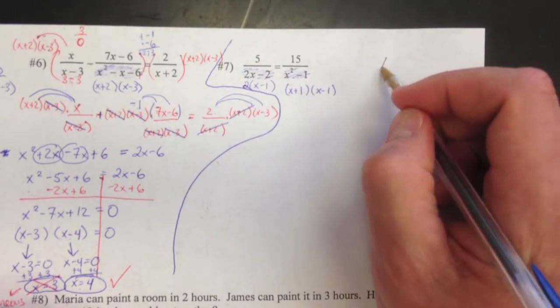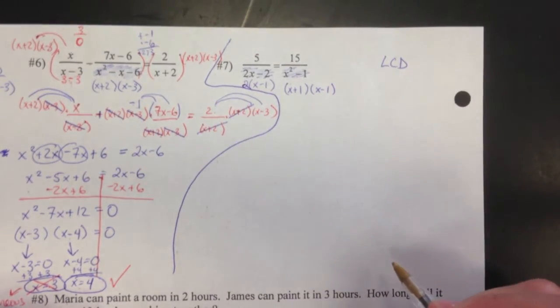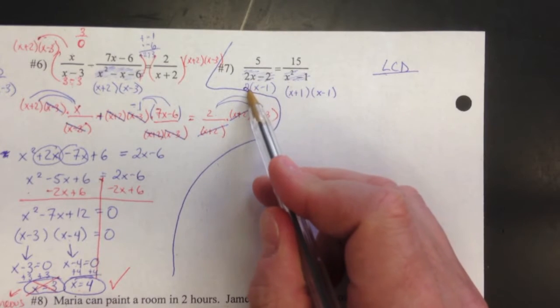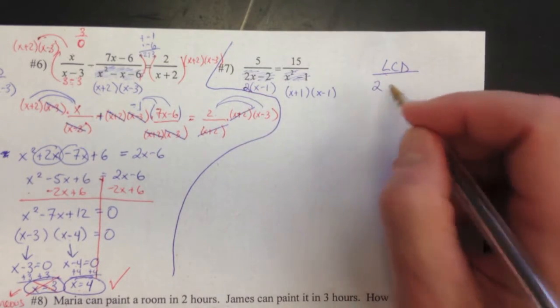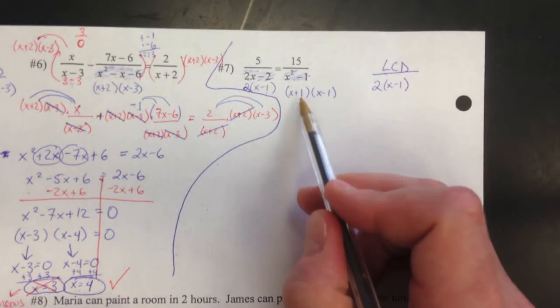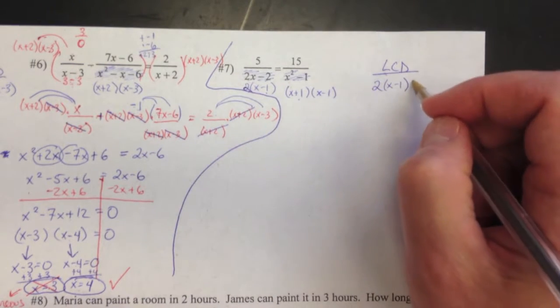The reason why the LCD is going to be a little bit nicer in this problem is because you have to have the 2, that factor. You have to have the x minus 1. And then you have to have the x plus 1.